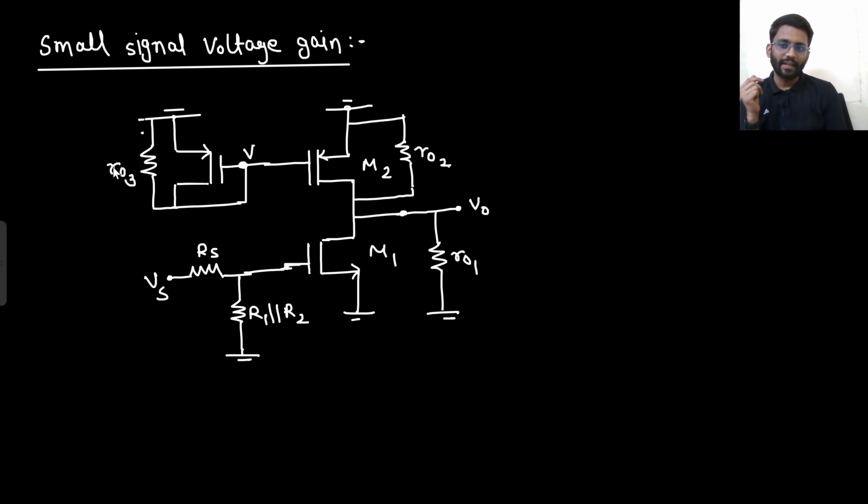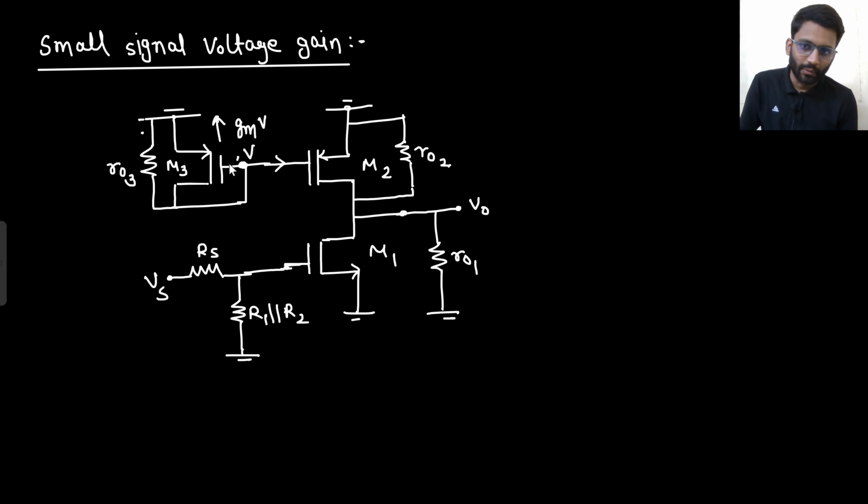From V to ground, I see r03. And from V to ground, I see 1 by gm3. Say yes or no. I told you, if there is this arrow, that means there is 1 by gm. Or how can you say, if this is V potential, then how much current is there in this MOS? gmV. Will there be any current? No. So this M3 is having gmV current.